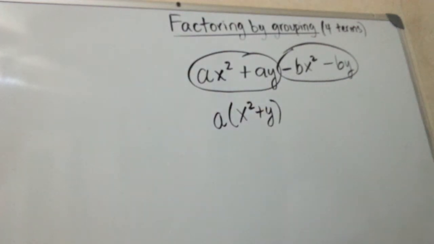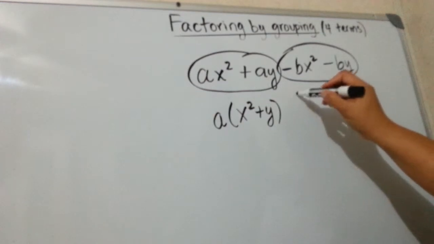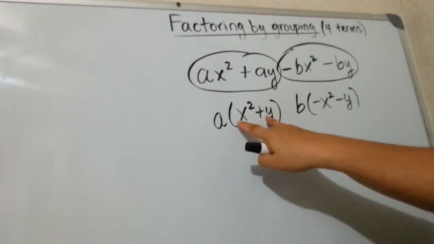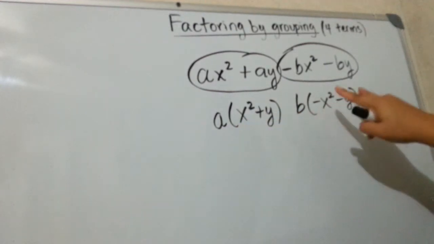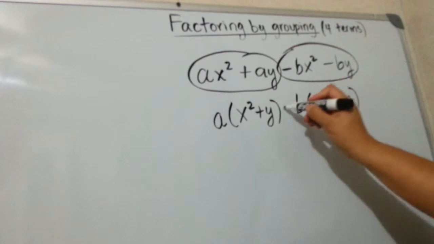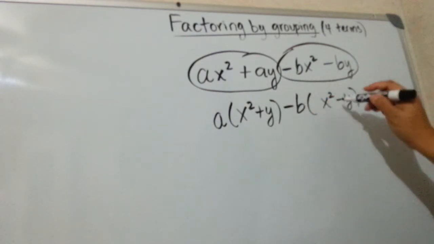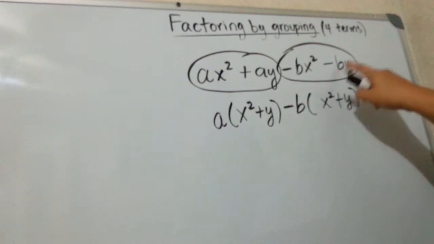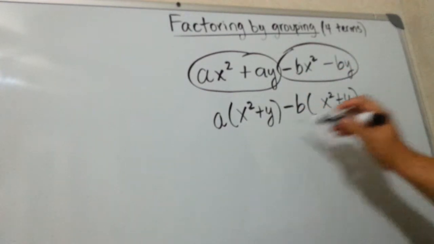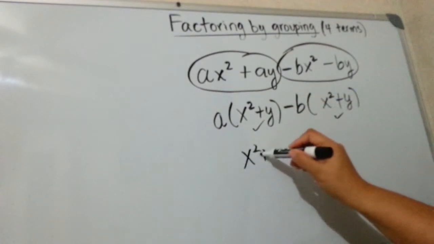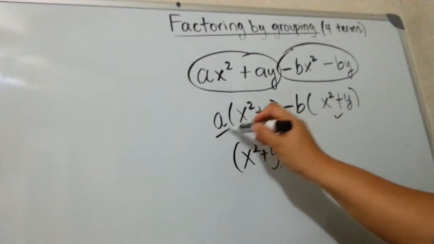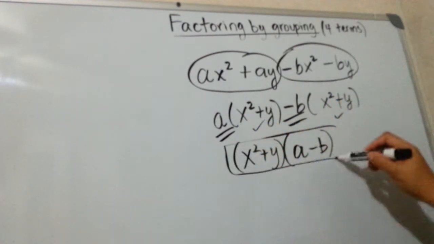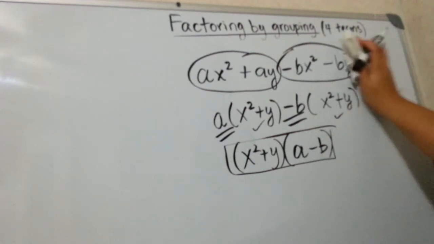And what can we pull from here? Now you might be thinking, well, let's just pull out a b. But then you have minus x squared minus y left over. And you see how both of these are positive and both of these are negatives? How do we get rid of the negative sign? You pull out a negative 1. Right? Because that's negative bx squared, negative by. Alright, so these are the same now. Now you have a minus b. And that would be the answer.